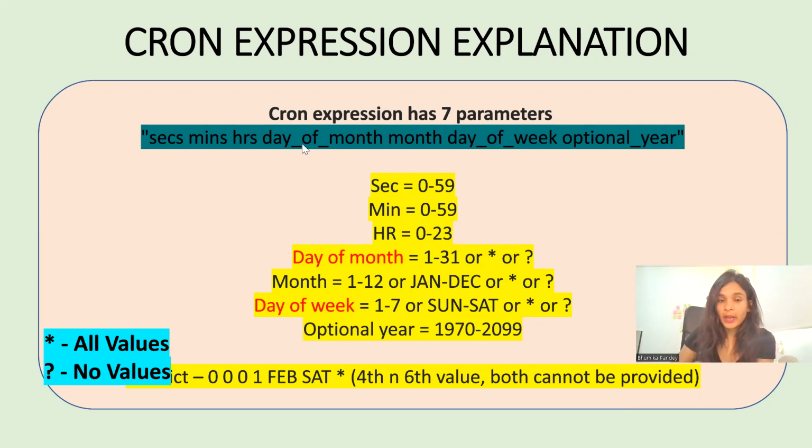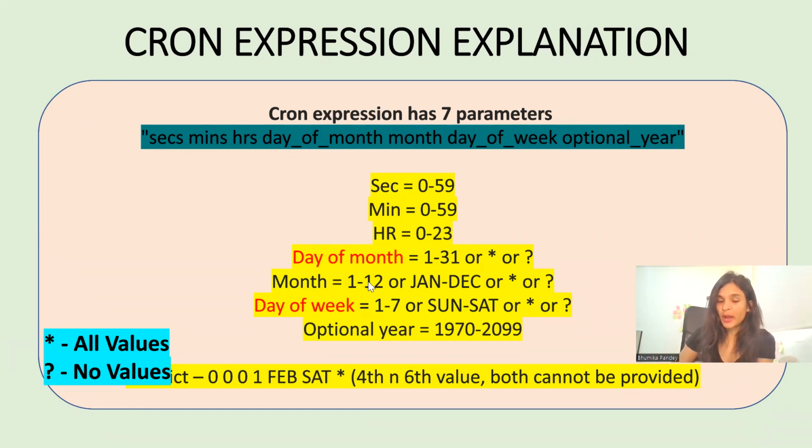And then day of the month. For day of the month, you can put anything from 1 to 31, whichever day of the month you want to run it. And if you put it as star, that means every day. If you put it as question mark, that means no value, you just don't want to provide it. It will be blank and will not be considered.